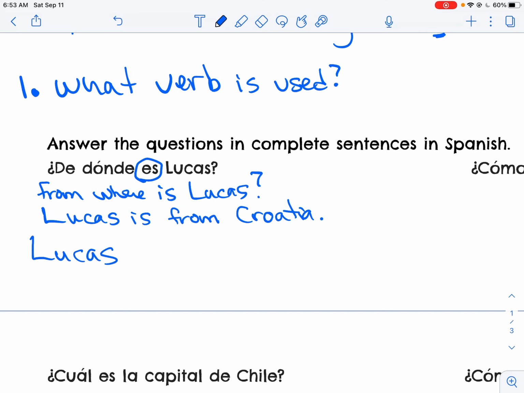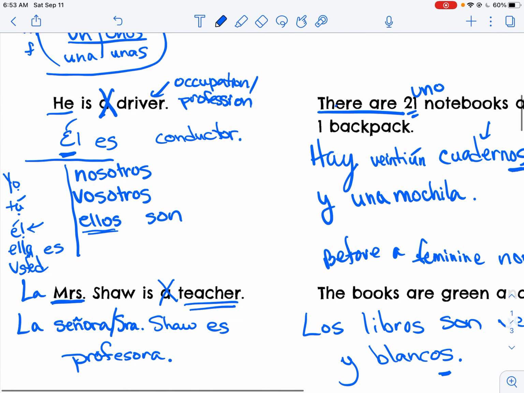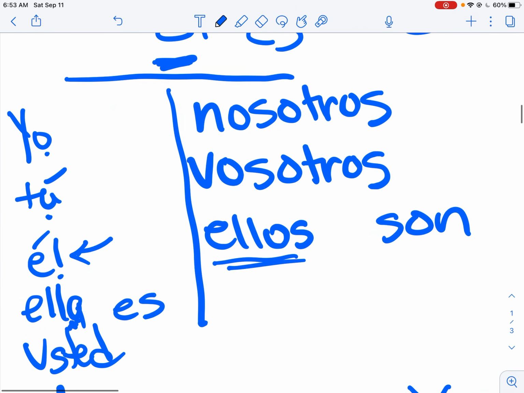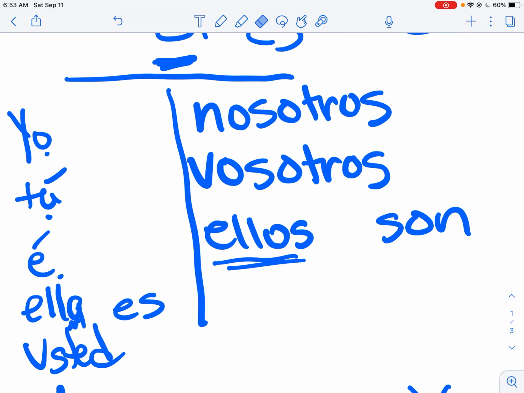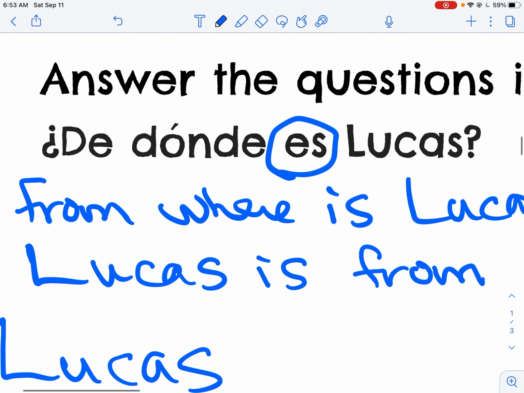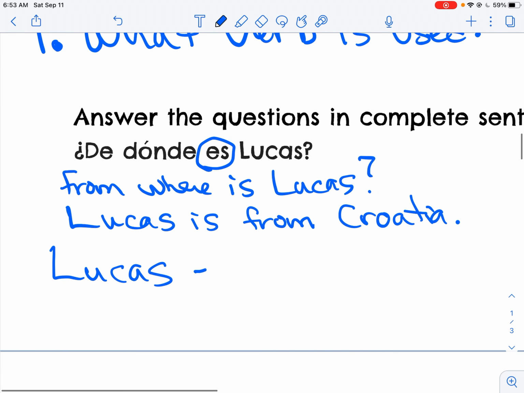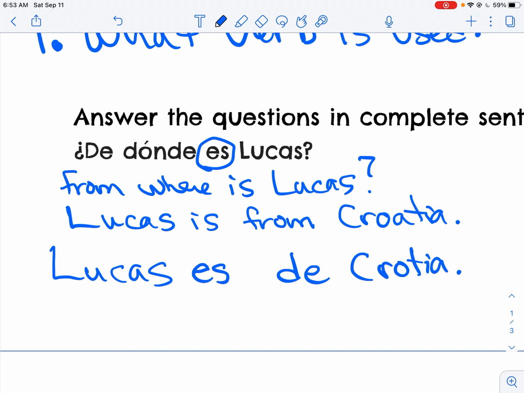So Lucas. What is the ser form for Lucas? Well, Lucas is a boy. So he's a he. The conjugation for he is es. So down here somewhere, I'm going to use es. From, de, and where is he from? Croatia.